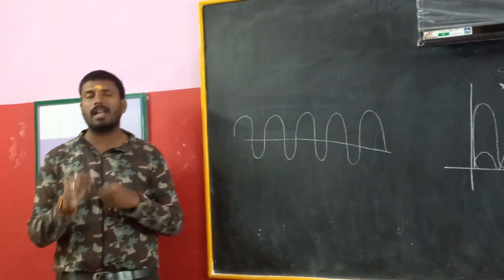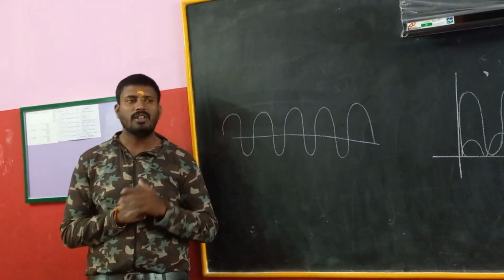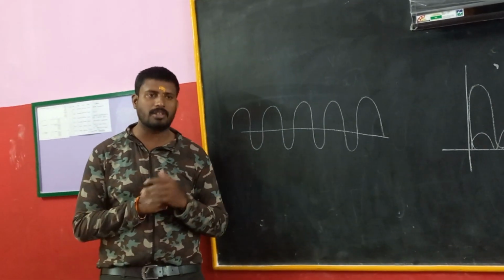Normally, if one color overlaps on another color, this is an example of an impure spectrum.